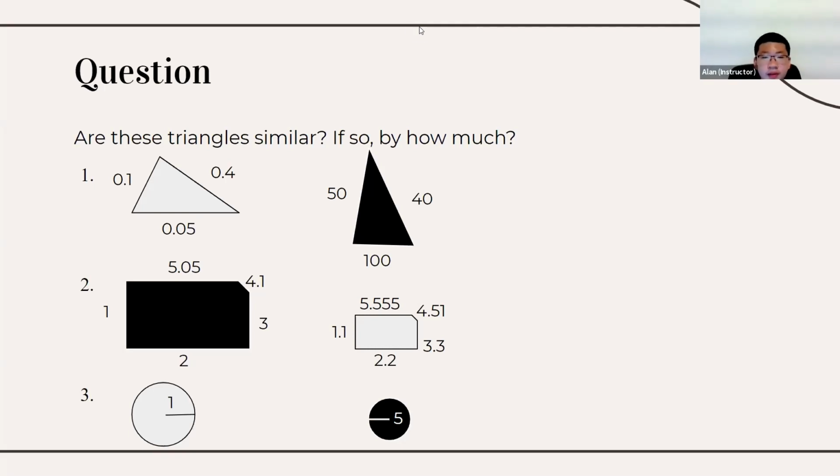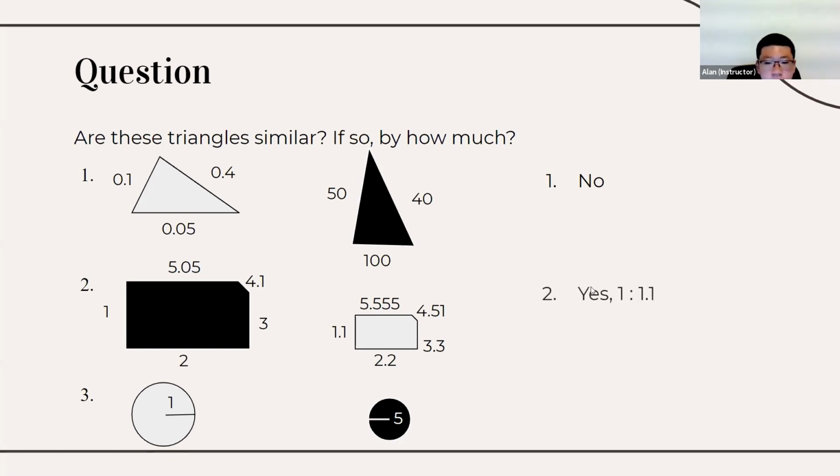Alright, so I think it's been enough time, so now I'm going to go over the answers. For the first question, the answer is no, because when you try to find the ratio between the sides of two triangles, they're not equal. For example, the smallest side is 0.05 on the triangle to the left and 40 on the triangle to the right. So you would have to multiply by, I think, 800 times to get to the one on the right. And if you try that for 0.1, if you multiply by 800, you get 80 instead of 50, so that's not going to be correct.